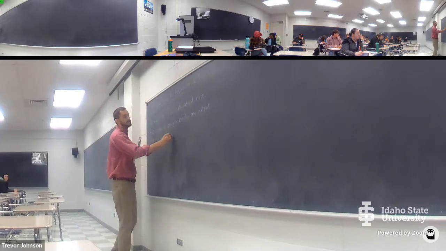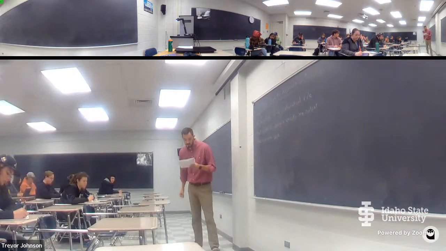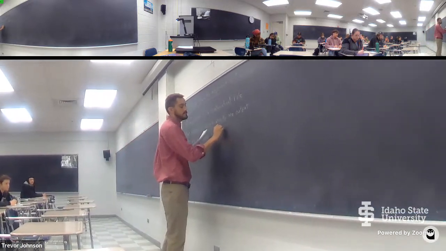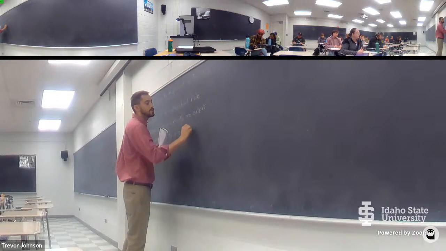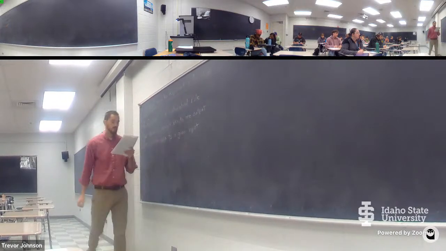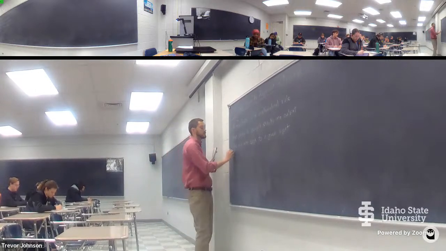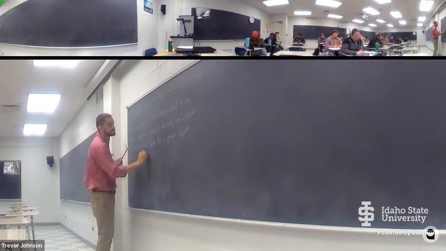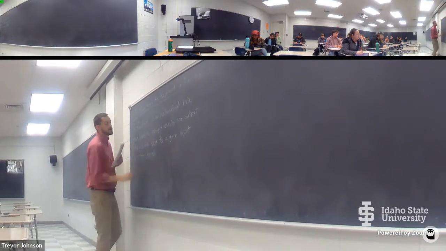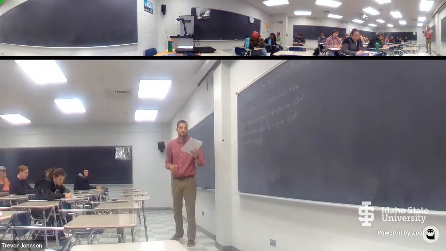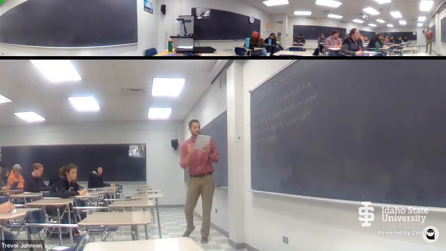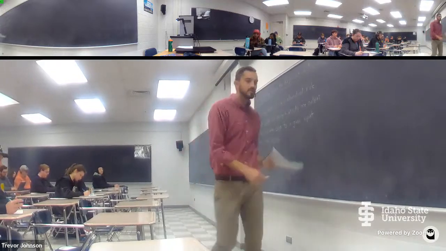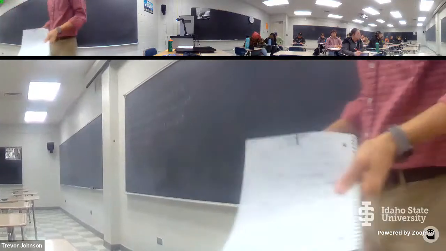So a function is a mathematical rule that relates or assigns exactly one output value in a certain range. Okay, I'm going to underline this because we're going to talk about that just a little bit. In a certain range to a given input in a certain domain. Okay, so there's another kind of big word that we're going to define just a little bit. So this is kind of the big word definition of what a function is.